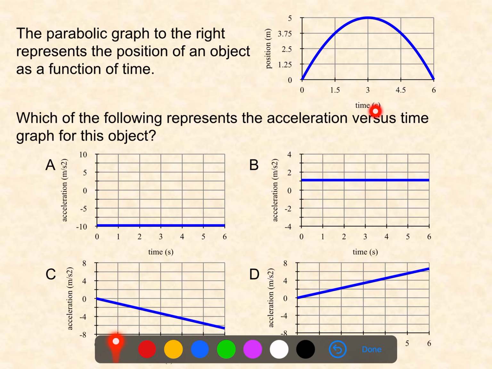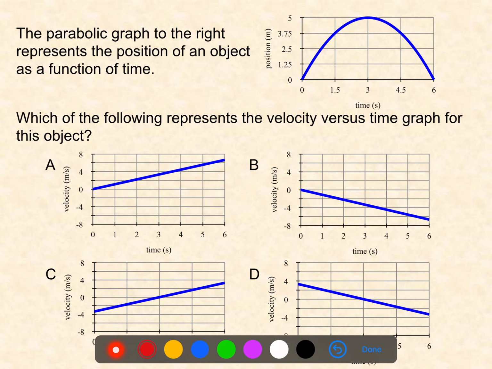So if this is our parabolic trajectory of some object which is in projectile motion, this is a position versus time graph. So what's happening then with the acceleration versus time? Okay, I'll give you a minute if you want to pause it. And when you come back, hopefully we can conclude that the acceleration is going to be just a constant 9.8 throughout time. Okay, that corresponds to choice A.